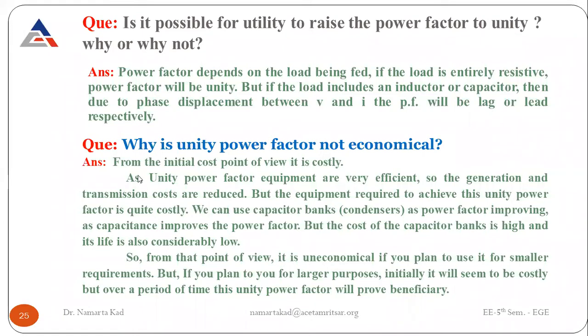Now, for the second question: why is unity power factor not economical? Why is it not economical to run the machinery at unity power factor? From the initial cost point of view, it is costly. I'm just reading these lines. Unity power factor equipment is very efficient. What is the equipment that contributes to the leading power factor? Synchronous condensers or shunt capacitors. These equipments are very costly.